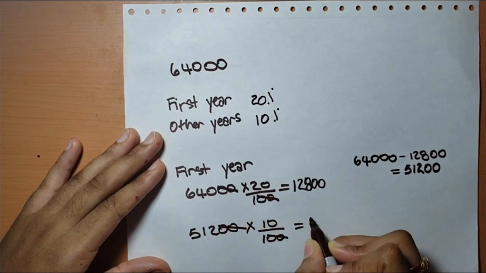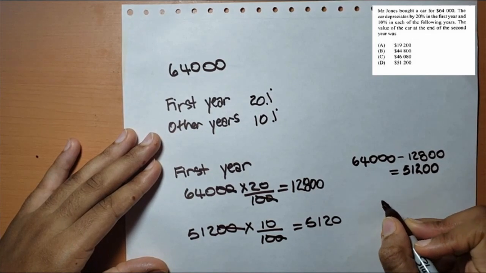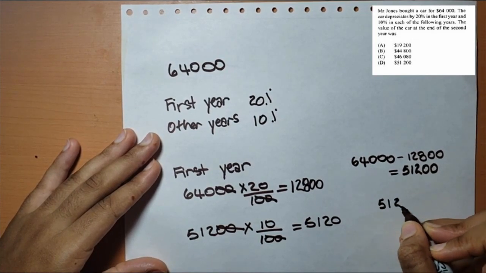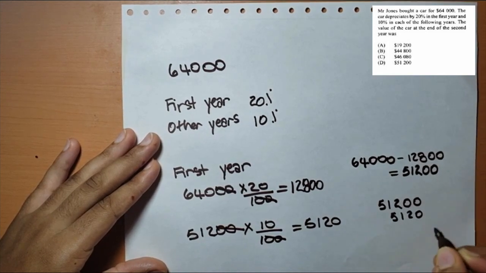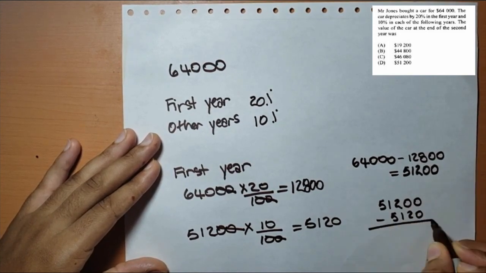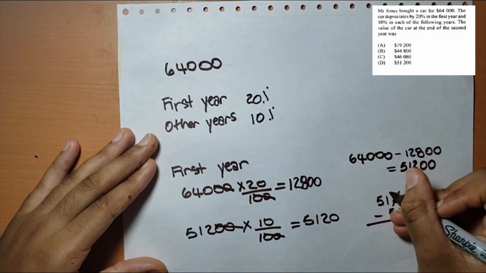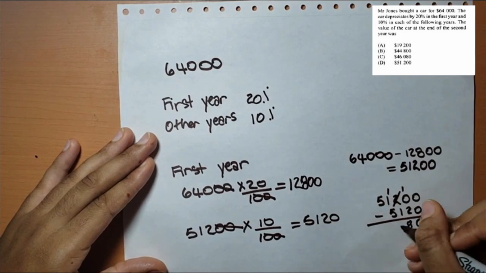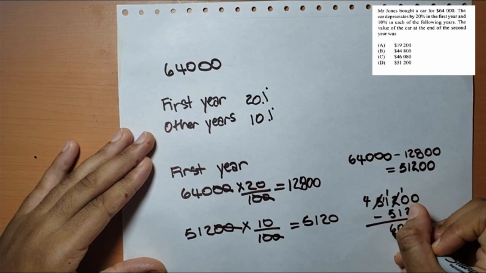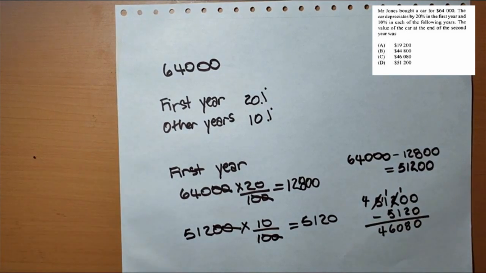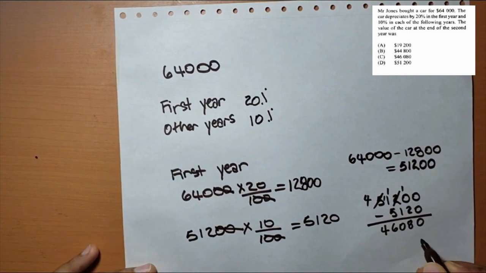So this is now 5,120. So at the end of the second year, it is 5,120. If you want, this is the traditional way. So that would be 8, 0, borrow 1. So then that would be 6. So the value of the vehicle at the end of the second year would be $46,080, which would be C.